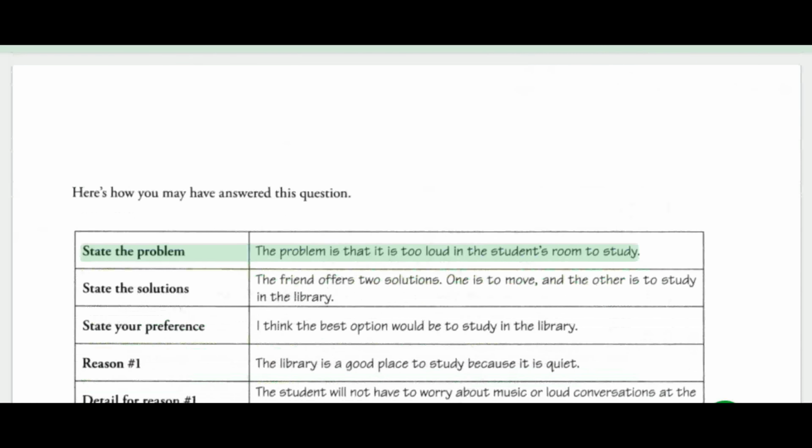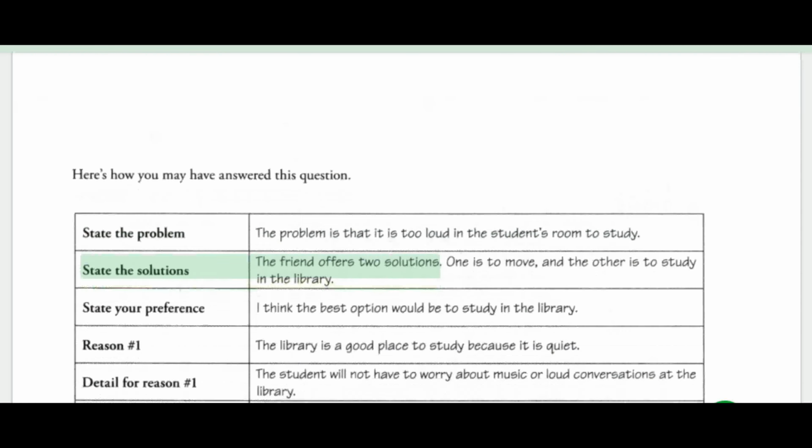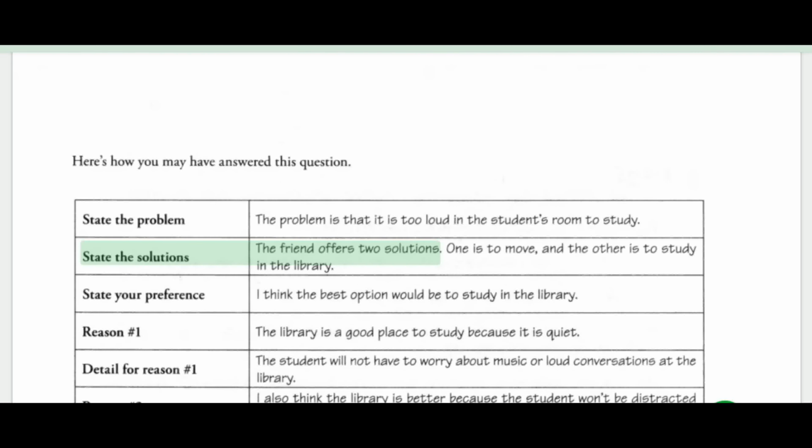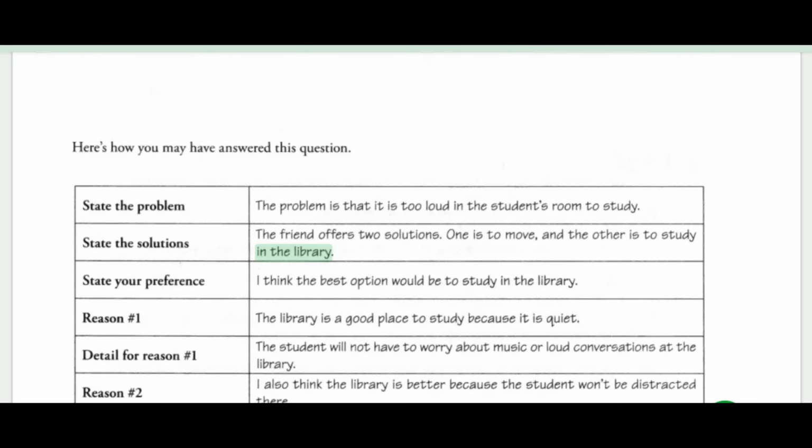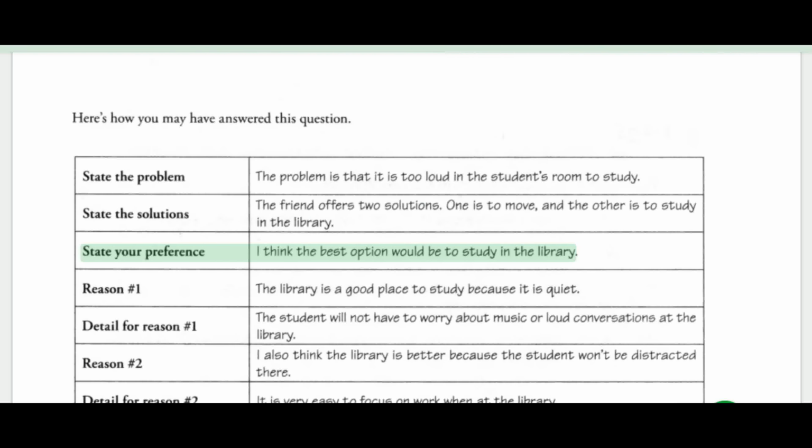Here's how you may have answered this question. State the problem. The problem is that it is too loud in the student's room to study. State the solutions. The friend offers two solutions. One is to move, and the other is to study in the library. State your preference. I think the best option would be to study in the library.